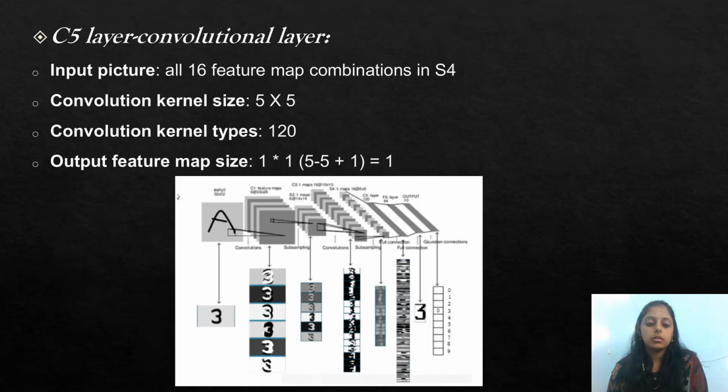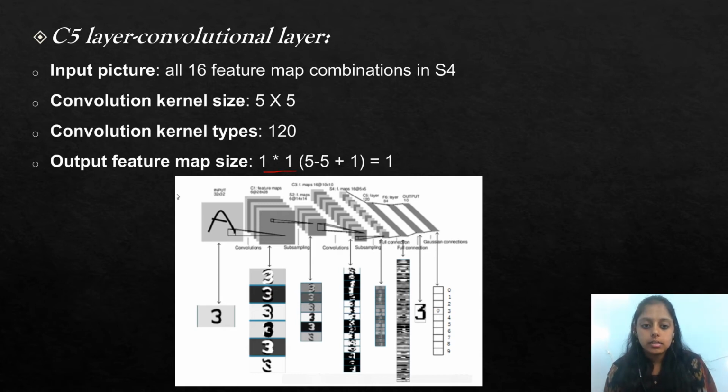Coming to the last layer of the convolution layers, the input picture size is taken from the previous layer, all the 16 feature map combinations in S4. The kernel size is again 5 by 5 and the kernel types are 120. Here the output we got is 1 by 1.